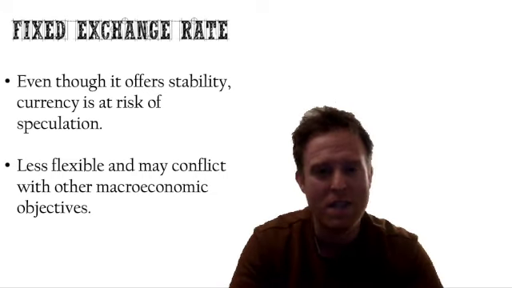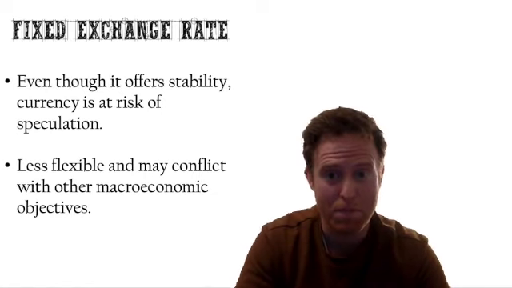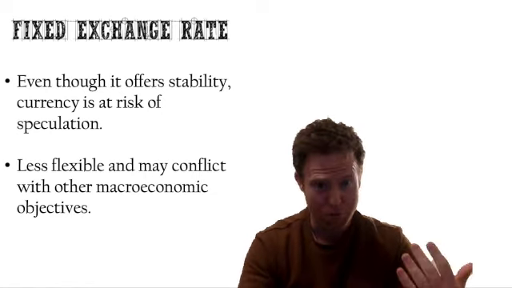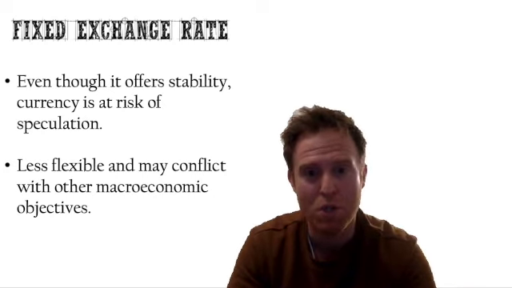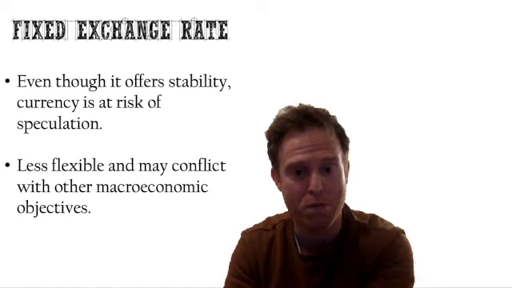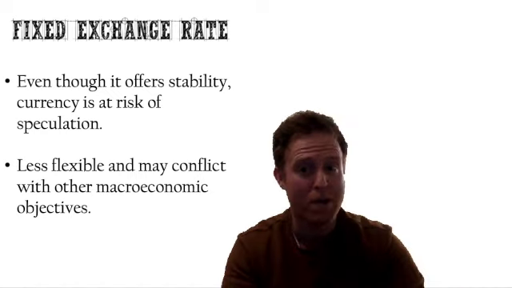But what happens if at the moment there's a housing market issue? And let's imagine that the housing market is crashing, it's falling. You don't want to increase interest rates because that's going to make it even worse. But you are forced to because of that arrangement. And that's what I mean in terms of being less flexible and conflicting with other macroeconomic objectives.